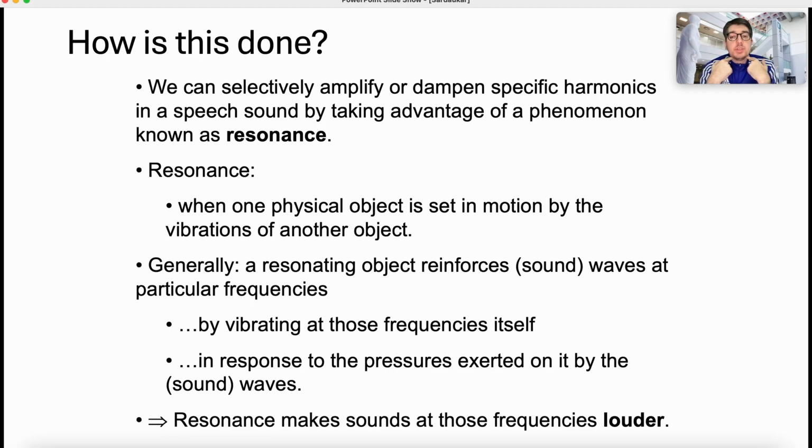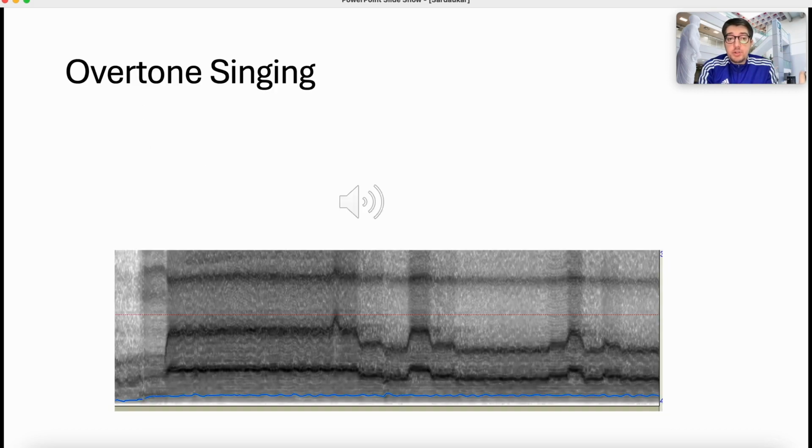The sound waves are going through our throat, right, into the mouth and exiting our mouth, and we're shaping our mouth in certain ways, moving the tongue in certain ways to make vowels, let's say a, e, i, o, u, and so on, right? Different vowels exist in different languages. So resonance is basically the reinforcement of particular frequencies, making them louder.